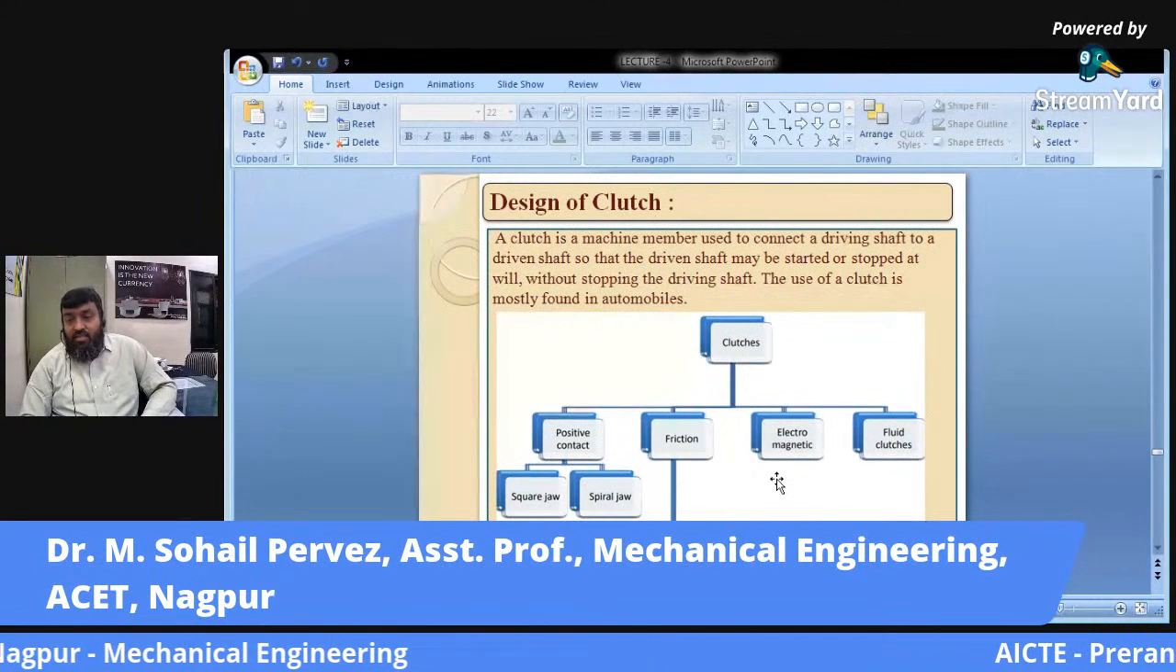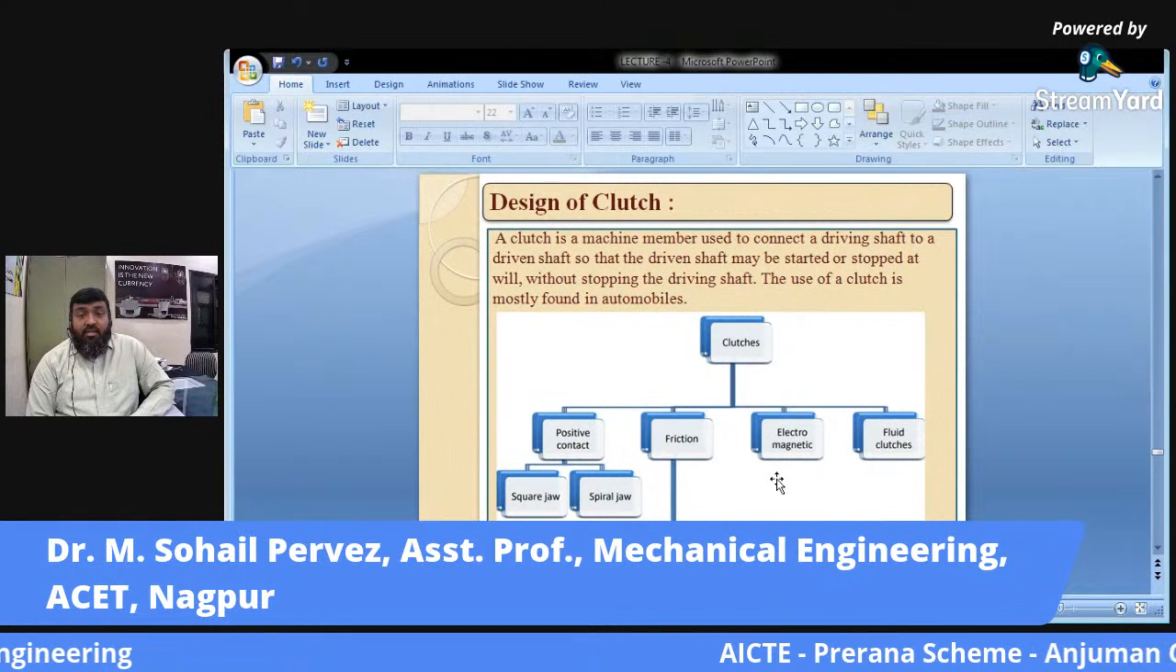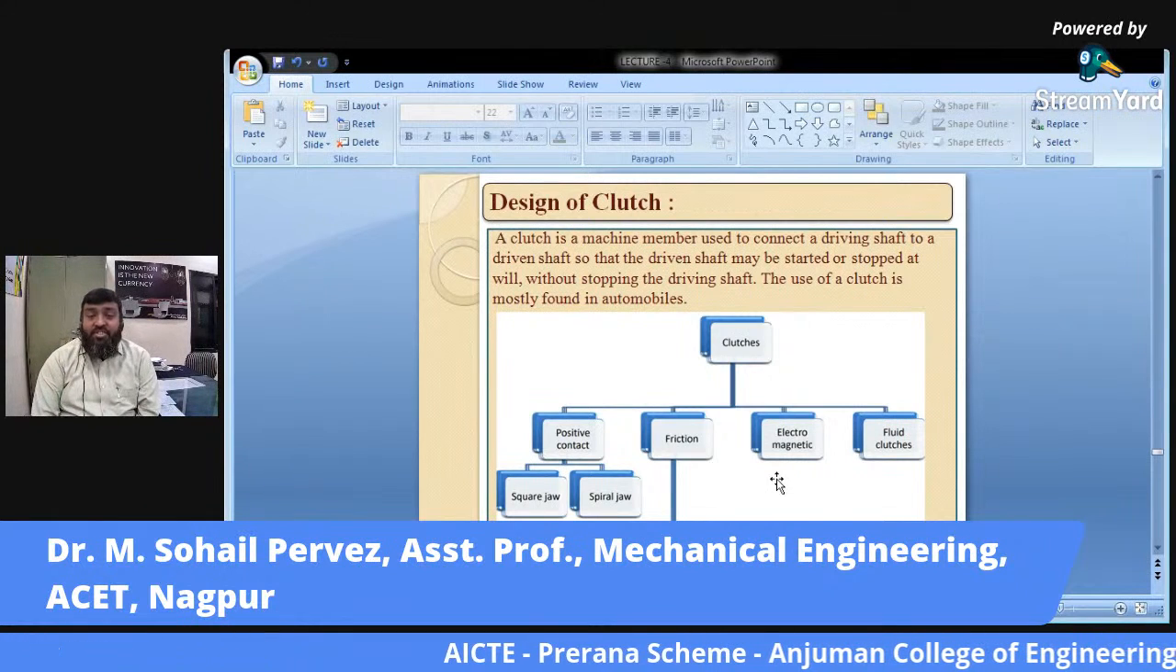Now the last one, the clutch. Again a friction drive.